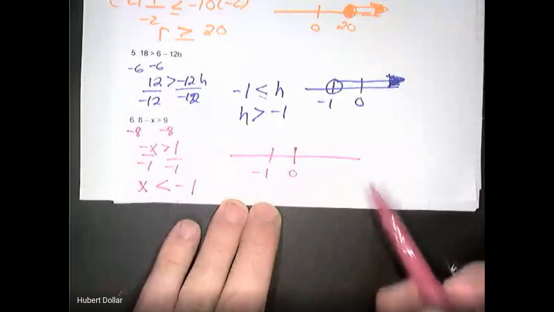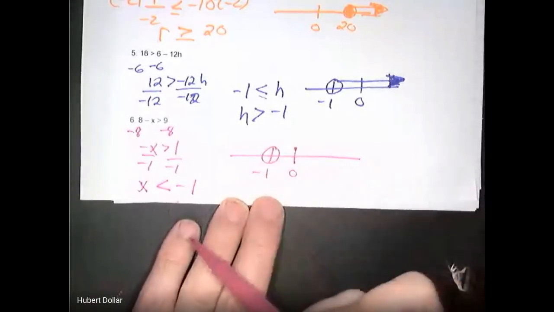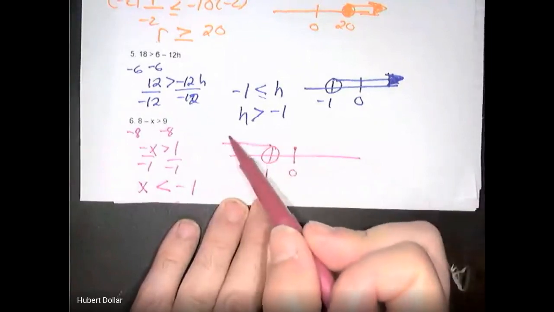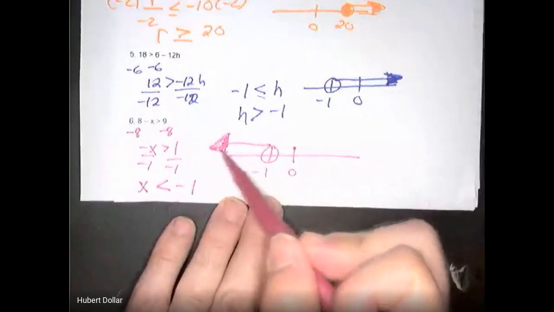0, negative 1 is to the left. We circle the negative 1, we do not shade it in because it's not a line underneath, and less than goes to the left, and so this is our answer.